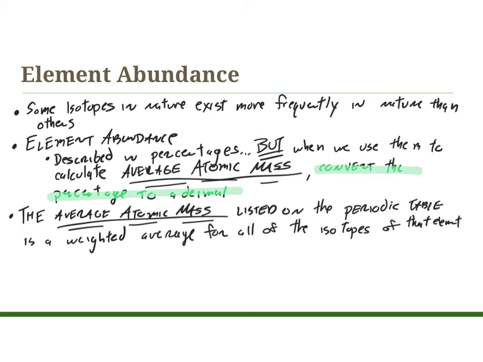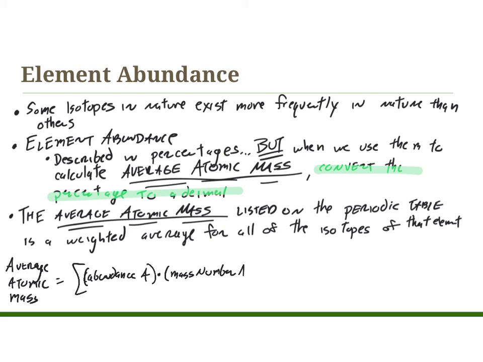So, there's a formula for it, and the formula is average atomic mass equals, and I'm going to put brackets for a minute, abundance of isotope A times mass number of isotope A, close that bracket, plus abundance of isotope B times mass number of isotope B, put that in the brackets, plus dot, dot, dot.